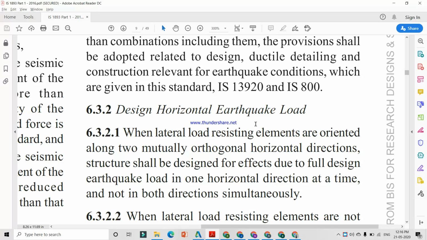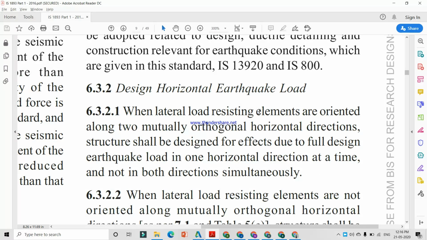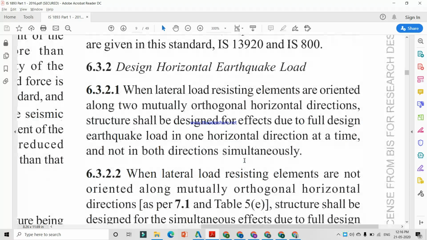Next is design horizontal earthquake load, in which the lateral load resisting elements are oriented along the two mutually orthogonal horizontal directions. That means load is acting in the perpendicular direction to the plane in which the structure shall be designed for the effect of full design earthquake load in one direction at a time and not in both directions simultaneously. That means you have to design any building for one direction earthquake effect.